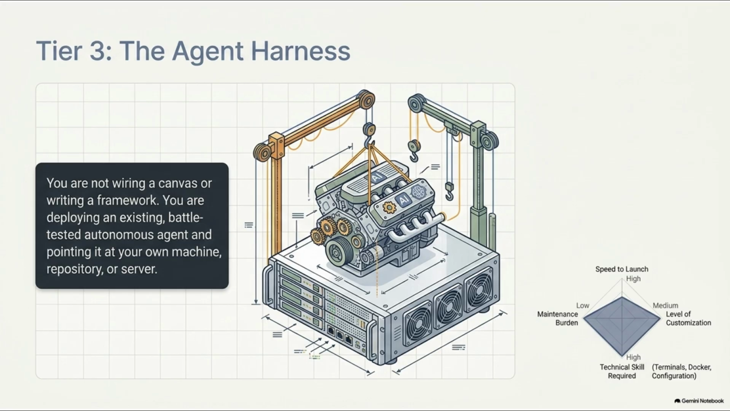And these agents are capable. A harness agent can read and edit your files, run commands in your terminal, browse the web, and grind through a multi-step task on its own, planning, acting, checking its work, and trying again when something fails. It behaves less like a chatbot and more like a junior engineer you've handed the keys to. The big win of this tier: you get all that autonomous power without having to build the agent's brain yourself. Someone already did. You just deploy it and steer it.